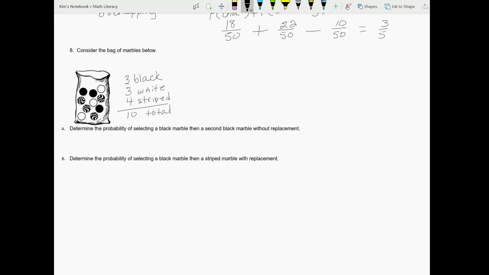Determine the probability of selecting a black marble and then a second black marble without replacement. I know the first time I draw, I'm going to have 10 to choose from. I'm not going to replace, so the second time I draw, I have 9 to choose from. Probability of selecting a black marble would be 3 out of 10 on that first draw. Now, I'm not replacing it, so I have to pretend I actually got a black marble. Well, now there's only 2 of them left, so the probability that the second marble is black is 2 out of 9. Multiply that together, you get 1/15.